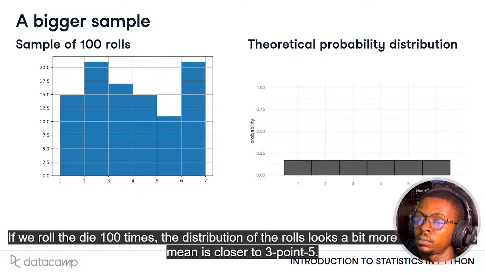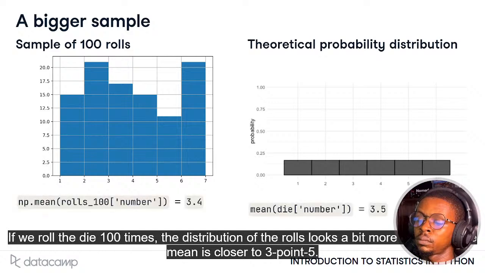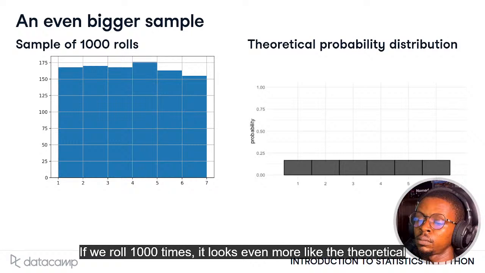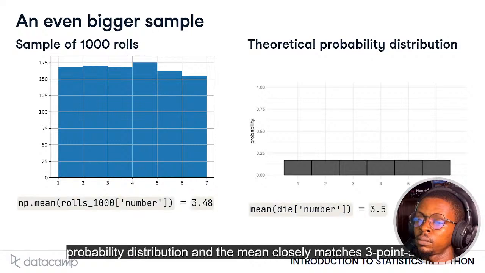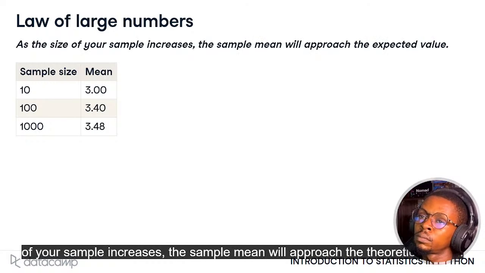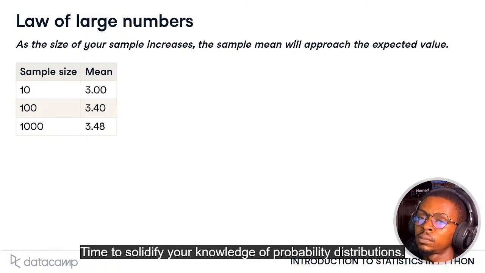If we roll the die 100 times, the distribution of the rolls looks a bit more even, and the mean is closer to 3.5. If we roll 1,000 times, it looks even more like the theoretical probability distribution, and the mean closely matches 3.5. This is called the law of large numbers, which is the idea that as the size of your sample increases, the sample mean will approach the theoretical mean.